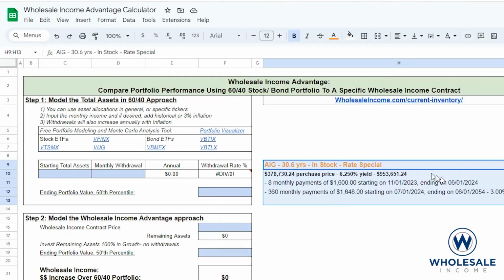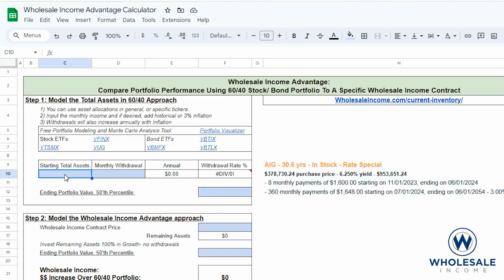So let's look at one specific case that illustrates this. There'll be other videos where I illustrate other cases, but this particular one that I like is this AIG 6.25 yield, $378,000 purchase price. It pays $1,600 a month, increasing 3% a year, and lasts for 30 years. So let's say you have a $500,000 portfolio and you want to pull $1,600 a month out of it. That's $19,200 a year. That's right close to that safe withdrawal rate that I mentioned, that 4%. This is 3.84. So this is not an unreasonable series of assumptions.